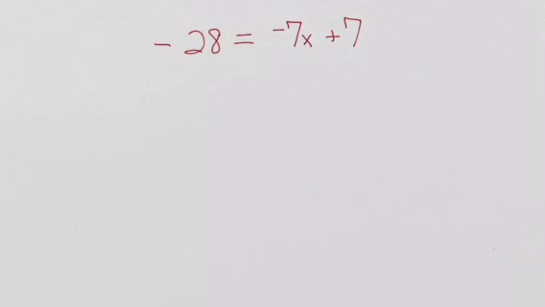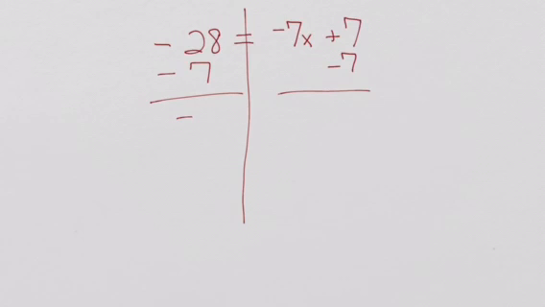Okay, in our first problem, the variable is on the right. That doesn't really matter to us. We still work the same. We're trying to figure out how to get that x by itself. We still undo adding and subtracting first, so in this case, we will subtract 7 from both sides. We'll get negative 35 equals negative 7x. Then it's just divide by negative 7, divide by negative 7, and we end up with 5 equals x.